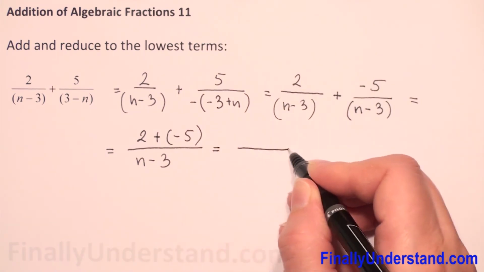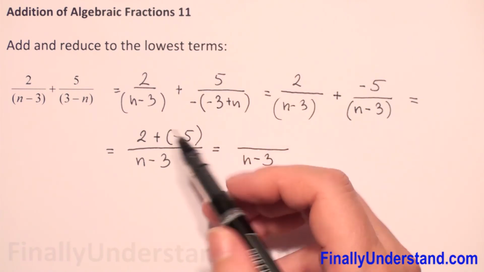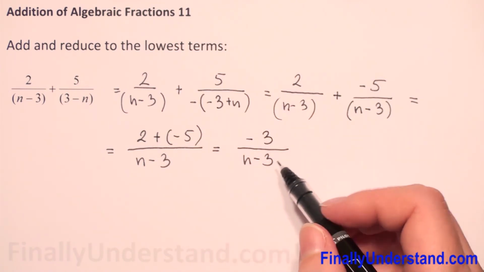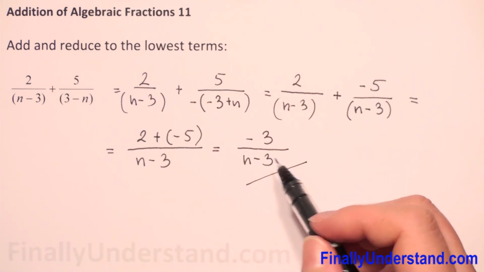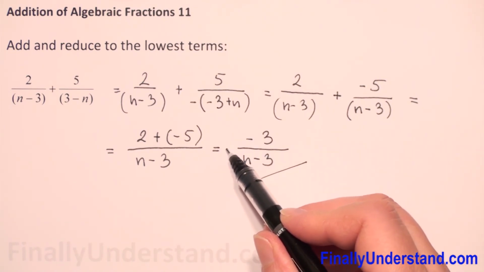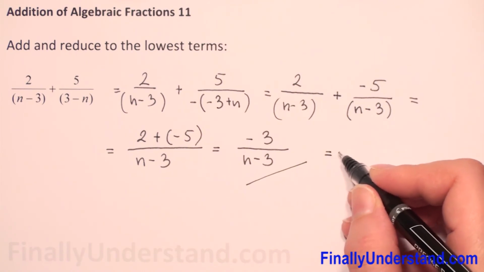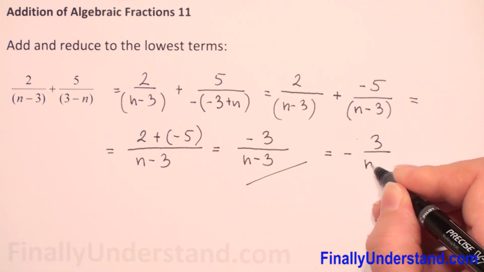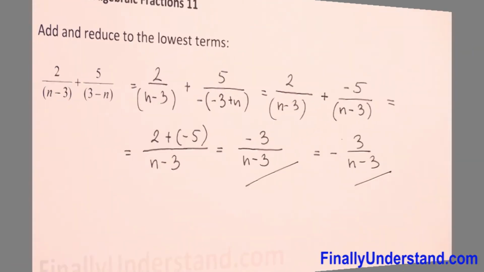So this is equal to, 2 plus negative 5 is negative 3. This is my solution. Or we can take this negative sign before this whole algebraic fraction, so it will be negative 3 over n minus 3. This is my solution.